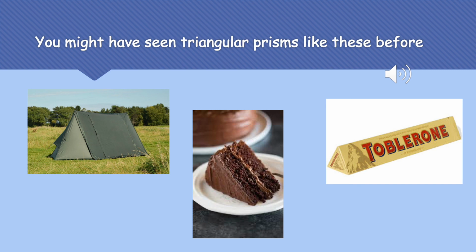And here are some places that you might have seen triangular prisms before. A lovely piece of chocolate cake, or a tent, or this time the box from the chocolate bar is a triangular prism.